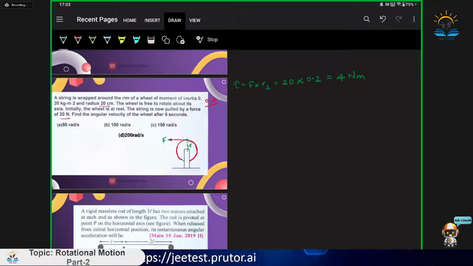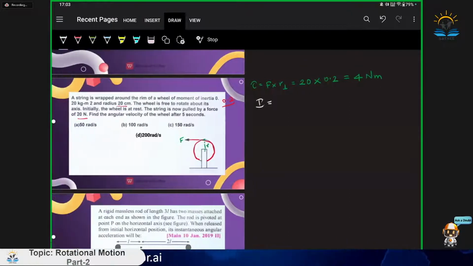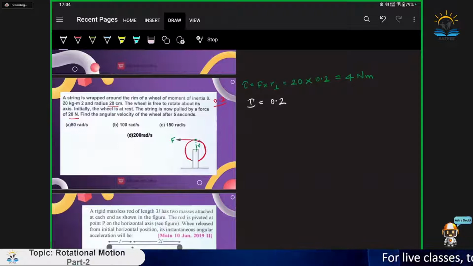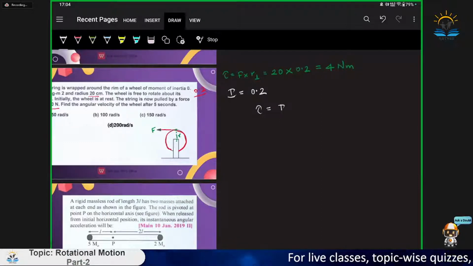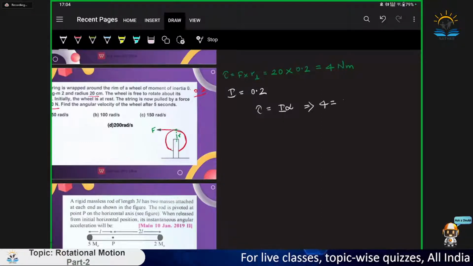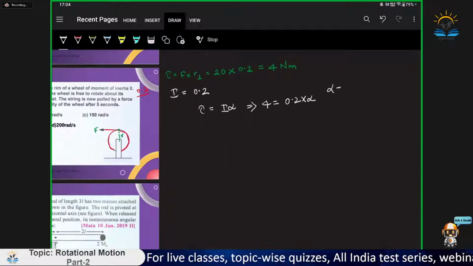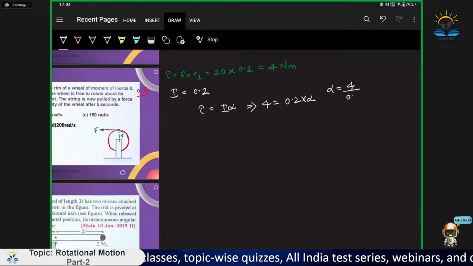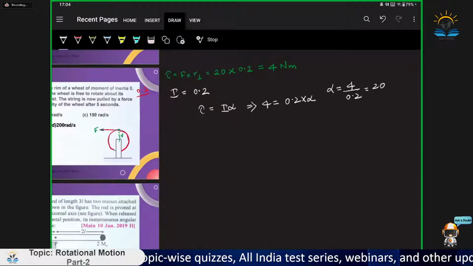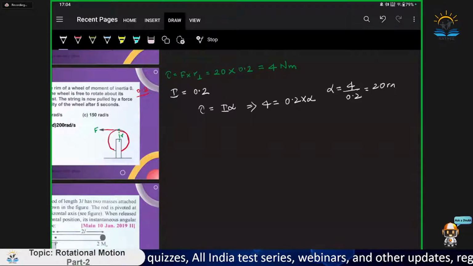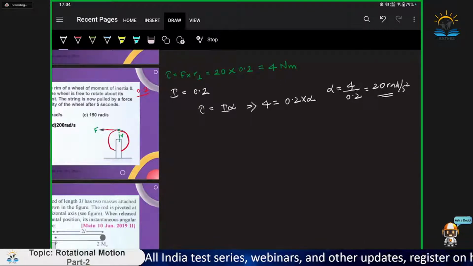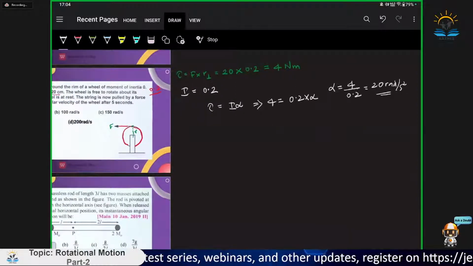Okay. Next, we have to find out what? Moment of inertia about its axis is given, 0.2. So by applying tau equal to I alpha, 4 equal to 0.2 into alpha. So alpha will be 4 divided by 0.2, 40 by 2, that is 20 radian per second square. This will be the alpha. So we got alpha.